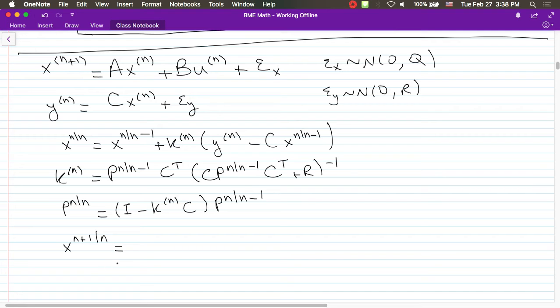Who can tell me the prior on the next trial? A times? Plus B. Good. So it's the mean of this equation, which I've written here, because epsilon x is mean 0. Now, I had a posterior uncertainty about my estimate x. I'm going to have a prior uncertainty on the next trial, P of n plus 1 given n. That's going to depend on the variance of this equation. That's going to be A times P of n given n, A transpose, plus the variance of epsilon x, which is Q.